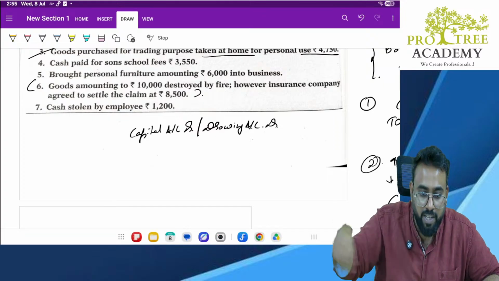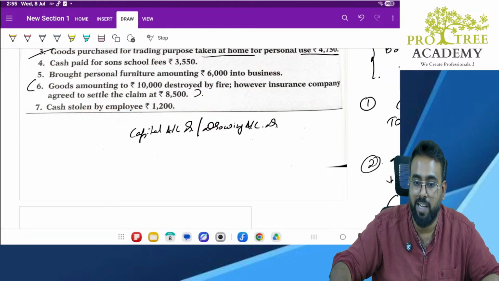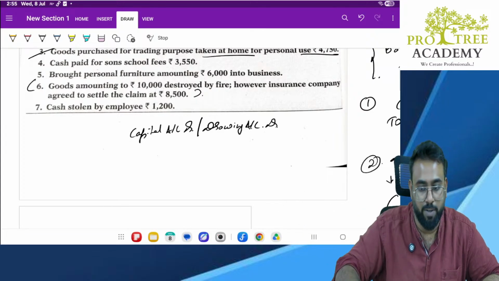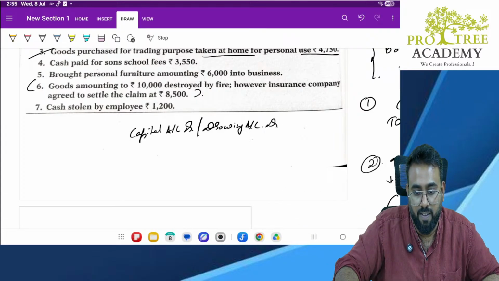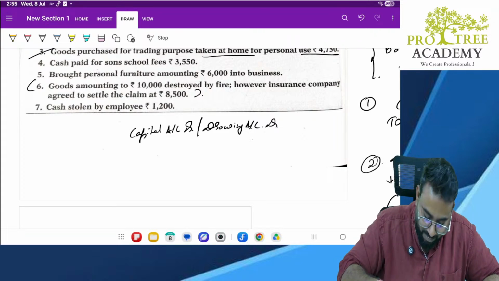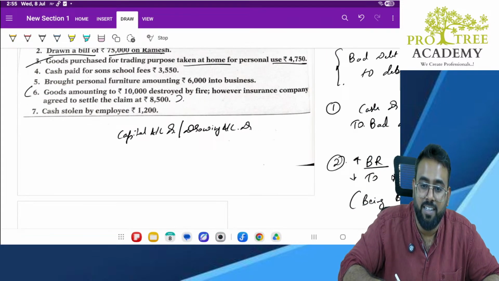But you can just, in the narration, mention it very clearly, being drawings made, and the same is debited to capital account. Anyhow, narration you have to write, no ma'am? Next, what has he done? He has taken goods. Correct or no?